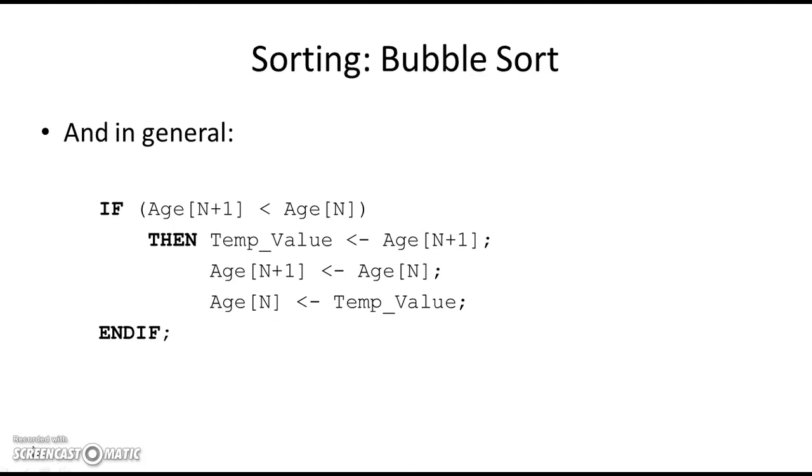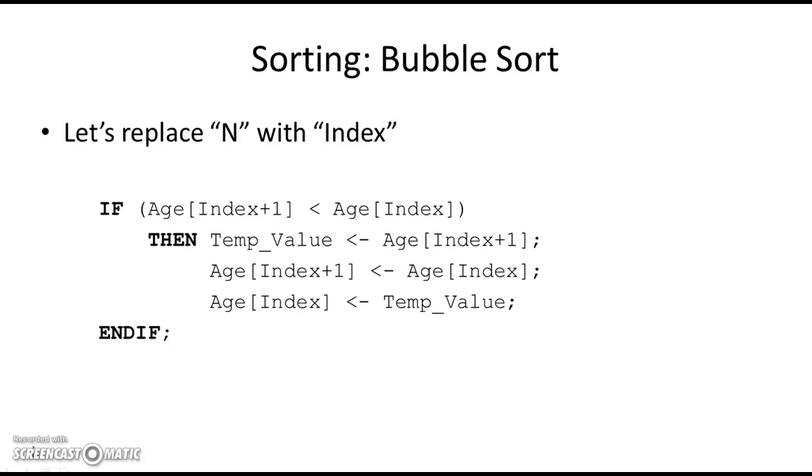We could generalize that to if the value in n minus 1 is less than the value in n, or even index plus 1 bigger than index. And in all of these cases, if the element on the left is bigger than the element on the right, we swap, otherwise we don't.